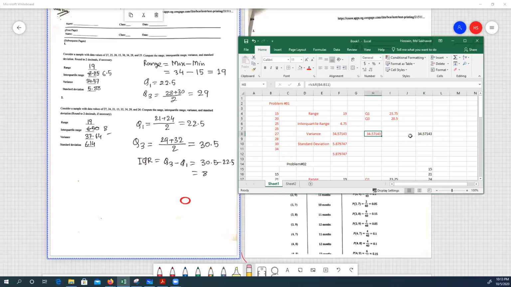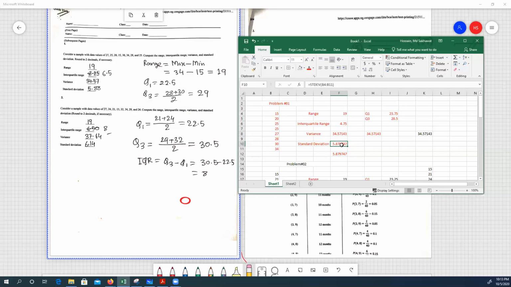So here we have the variance, okay? Now we have to find the standard deviation. One way is that the standard deviation is the square root of the variance. So here the variance is this one. If you take the square root of this number, then you will get the standard deviation. The square root of this number is 5.879747, which is the standard deviation.